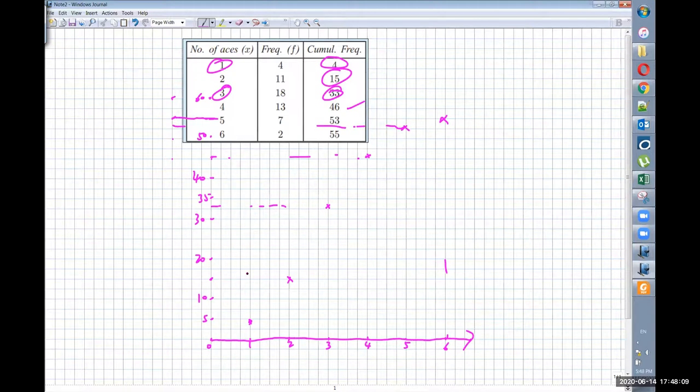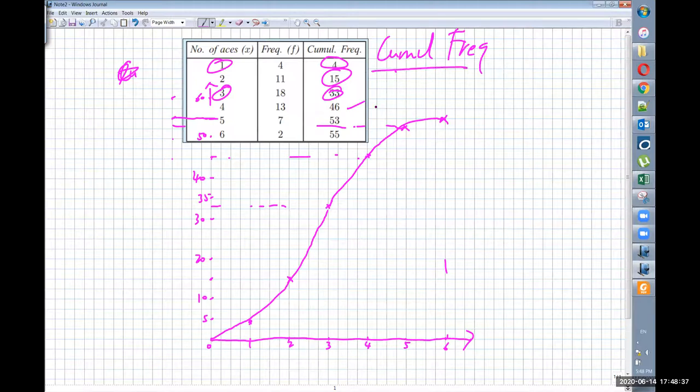All right. So can you see how the cumulative frequency will look like? So it goes like this. So this axis is your cumulative frequency. So this is your cumulative frequency diagram, cumulative frequency graph. And then over here is the number of aces. You need to label your axis. And then this is your frequency. All right. So that's how your cumulative frequency diagram will look like.